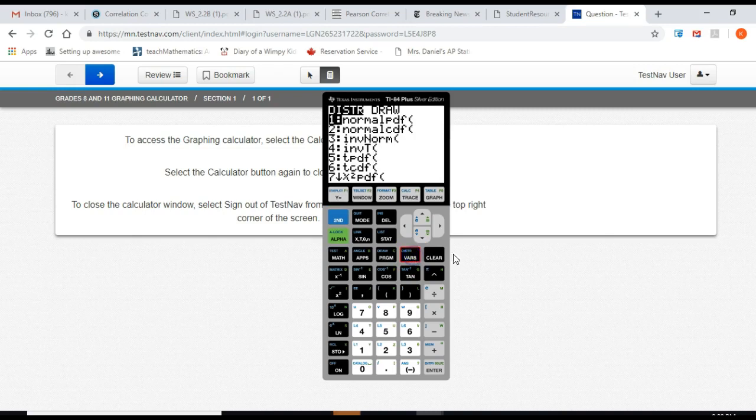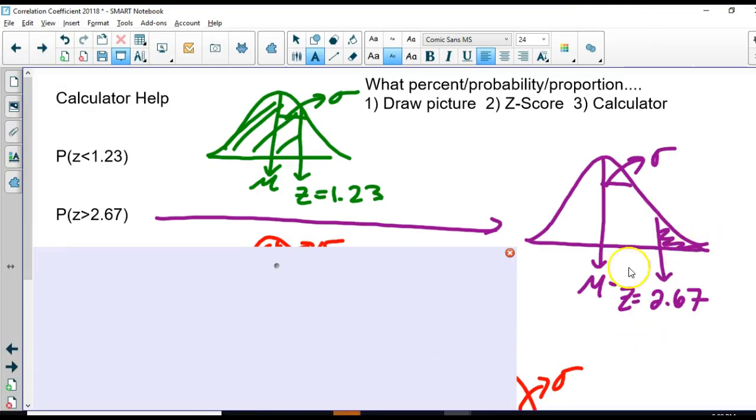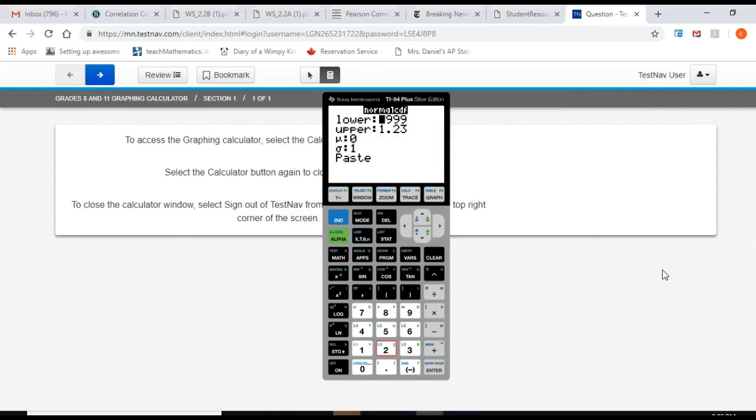We go to second vars. We go to normal CDF again. Now our lower bound is right here. Remember, we always read left to right. This is our lower bound right now, 2.67.